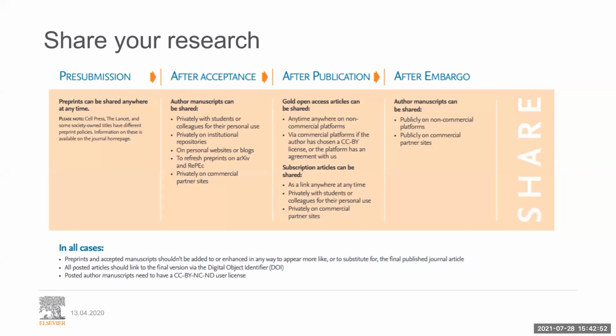So often a publisher will require that the article not be shared freely before a certain time period has lapsed. In all of these cases, it's good practice to always link to the final version of your article after publication using the DOI. And in all cases, it's also best practice to use a user license such as CC BY-NC-ND, which means that the content can be downloaded, but that the author must be credited, and that the content cannot be changed or used commercially.